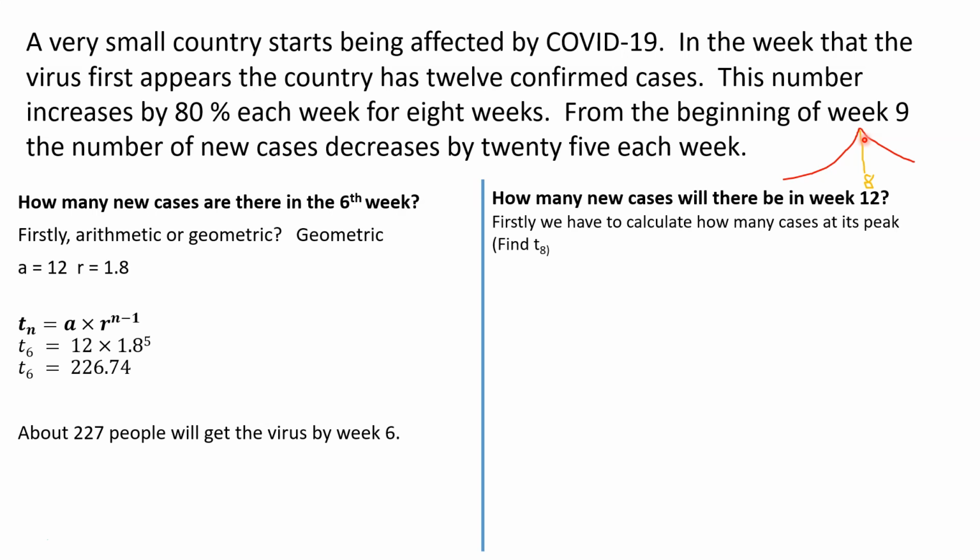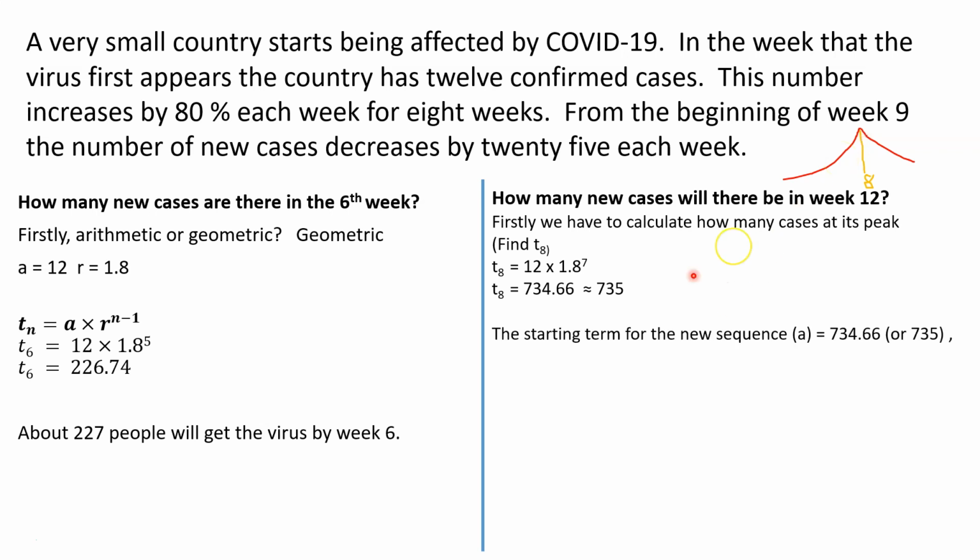To do this, we use the term rule like we did in the last one. Put the numbers in, and it comes out to be about 735 people at its peak. You can use either of these answers or accept either, but just remember when you're making conclusions it needs to be in terms of whole numbers of people. So the starting term for the new sequence is going to start at either of these numbers. Our A is going to be either 734.66, or you can choose to use 735.